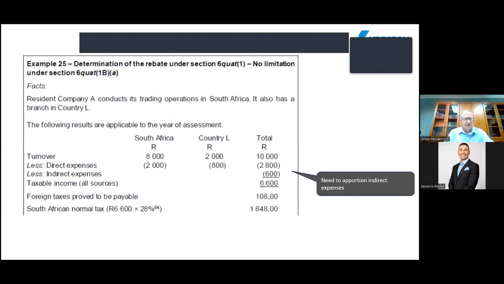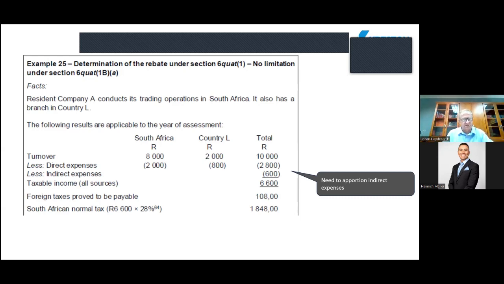So in this case, you conduct activities in South Africa and in country L, all right? And that's your total. Your turnover is 10,000 Rand. You've got direct expenses of 2,800. So normal tax calculation is 10,000 minus 2,800.